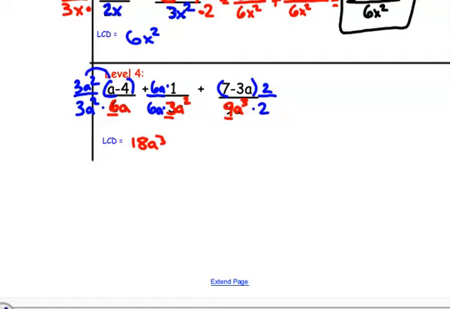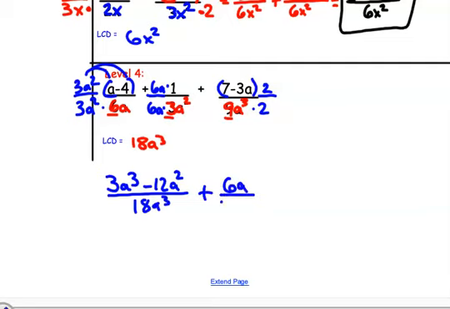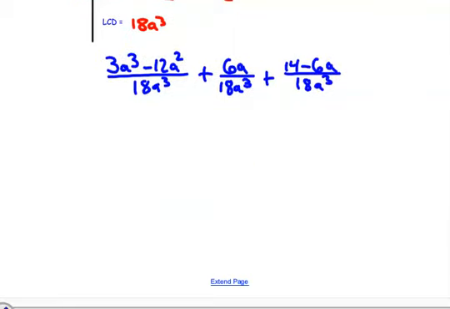3a squared times a is going to be 3a to the third. 3a squared times negative 4 is going to be negative 12a squared over 18a cubed. Plus, we have 6a times 1, which is just 6a, over 18a cubed. Plus 2 times 7 is 14, and 2 times negative 3a is negative 6a, over 18a cubed. Okay, so now I'm at the adding step.